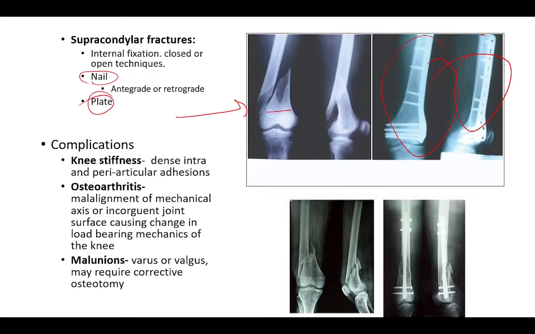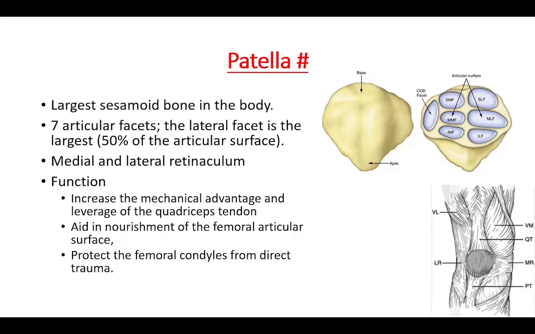Complications of these fractures include knee stiffness, especially due to periarticular and intraarticular adhesions, osteoarthritis due to altered weight-bearing axis, and malunion such as in valgus or varus, which may later require a corrective osteotomy.